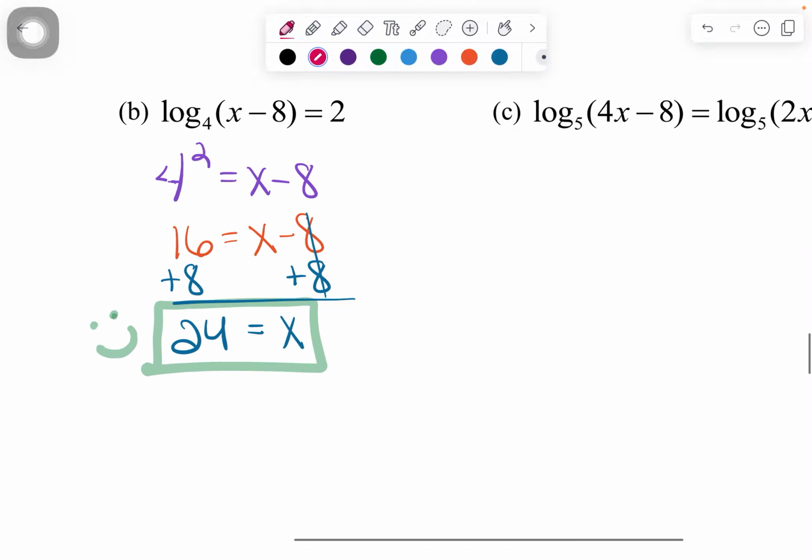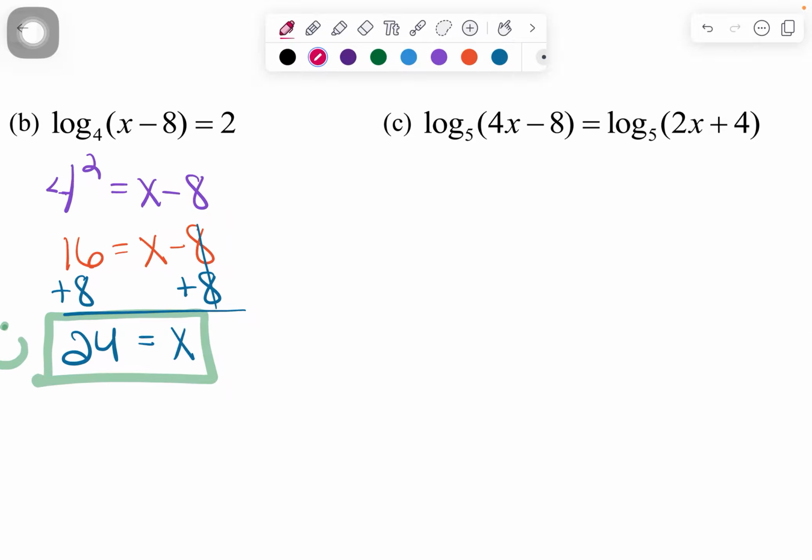If I slide on down to part C, now this one's a little different. In part B, we had a log equal to a number. Same thing with part A. Part C here, I have a log equal to a log. Well, okay, let's make sure of one thing. This is a log base 5. This is a log base 5. Because these logs are identical, all you have to do is set the arguments equal to each other.